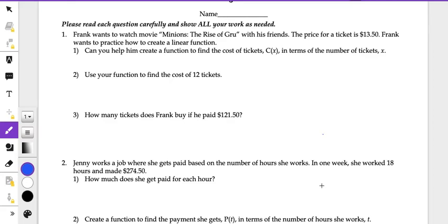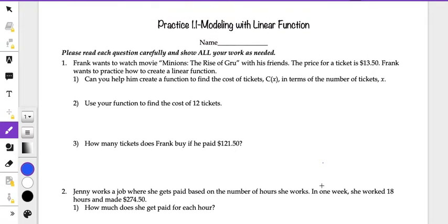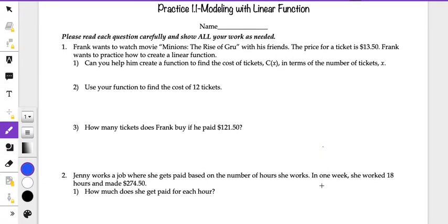Hello everyone, in this video we are going to discuss how we can use linear functions to model real-life situations. So we are going to look at two questions. The first question, let's check number 1.